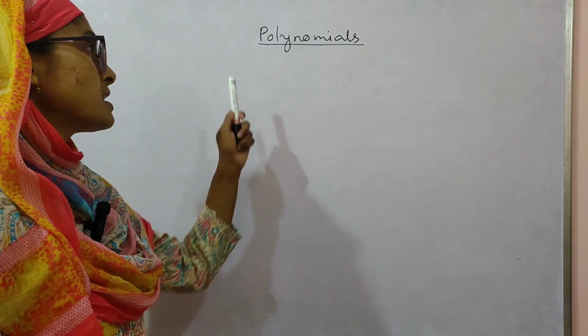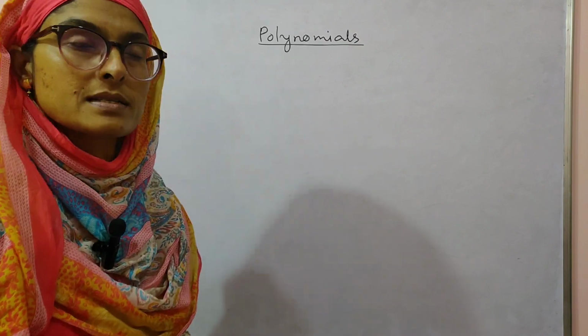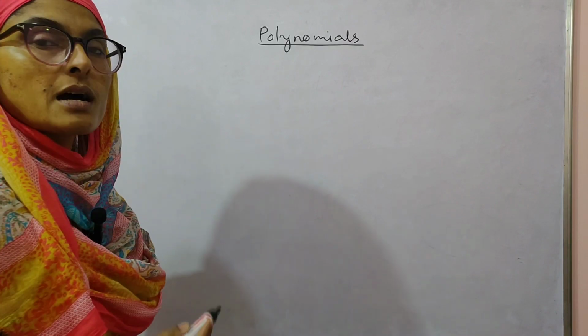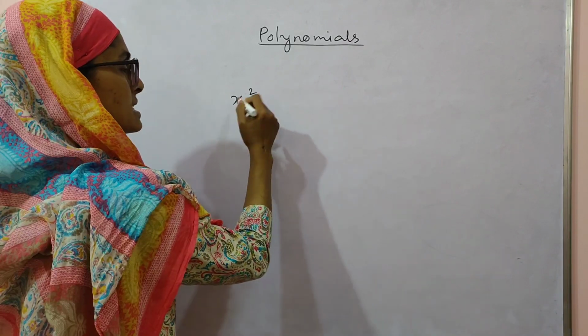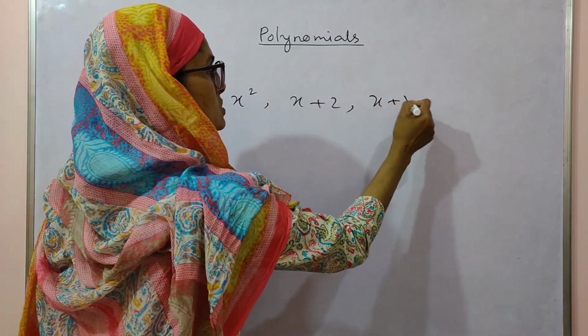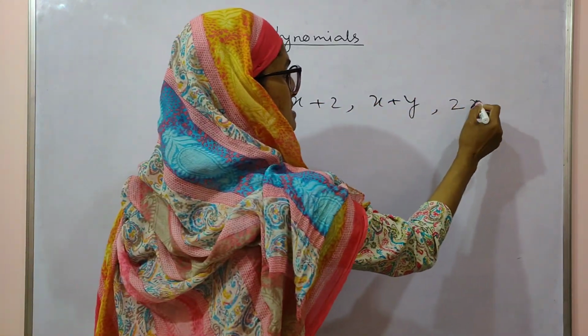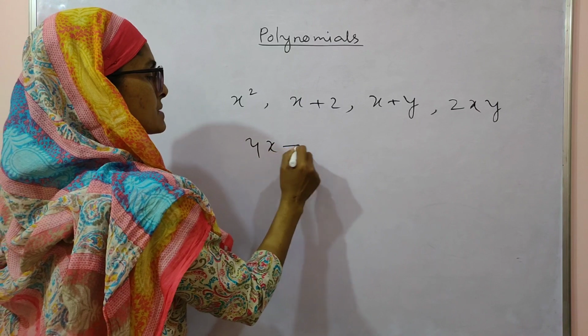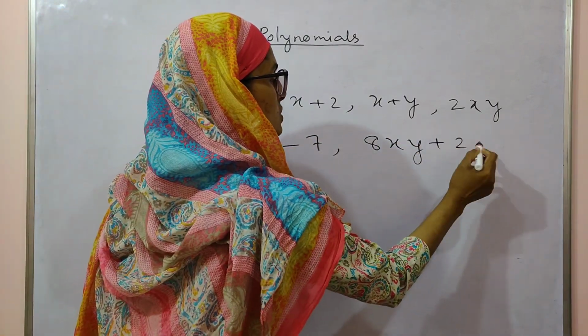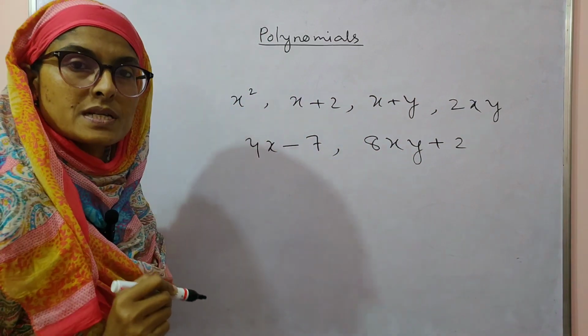Today I am going to discuss chapter 2, polynomials. First you have to know what polynomials are. Polynomials are algebraic expressions such as x square, x plus 2, x plus y, 2x, y, 4x minus 7, 8xy plus 2. These are algebraic expressions.